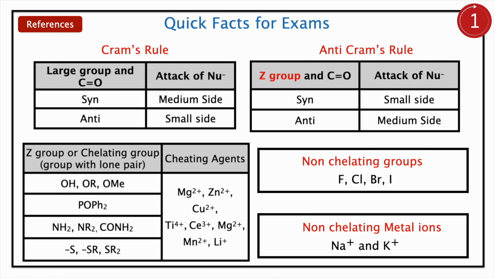Here I have given references for your examination. Cram's rule and anti-Cram's rule facts are given. Cram's rule is basically about the position of the large group and CO. Anti-Cram's rule is based on the Z group, that is the coordinating group, and CO. I have given the chelating agents and non-chelating agents groups. So better you memorize this to solve the problems.